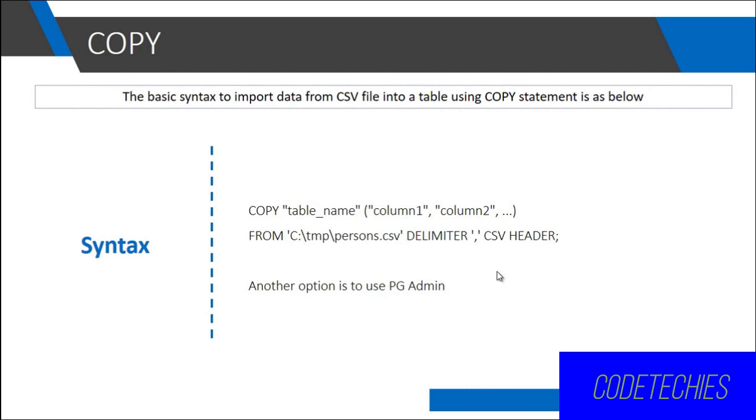Then if the data has headers, we'll write header. The header keyword works only if it is a CSV file. So if it is a text file, the header keyword will not work. You will have to remove the header from the text file and then import the data.